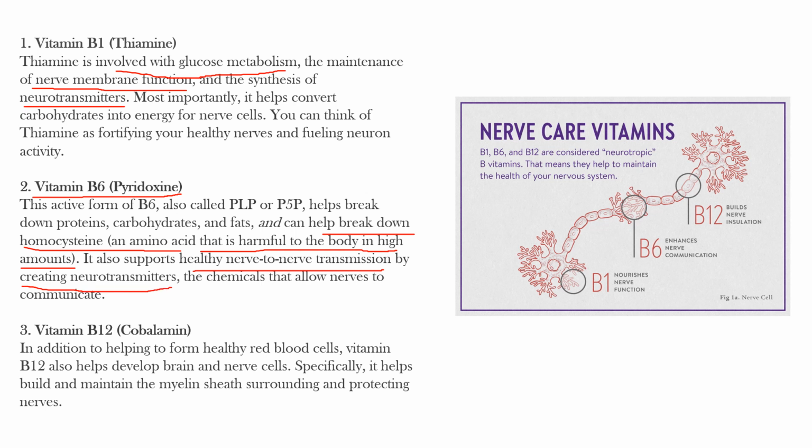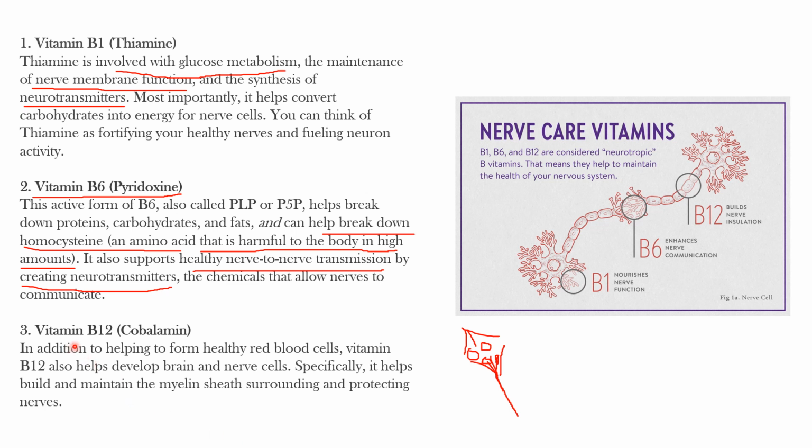Neurotransmitters are nothing but chemicals. For example, this is a nerve ending and this is the next nerve ending. This nerve releases the chemical, which comes to this one. This chemical then enters into the axon of the next neuron. This is how the message is transmitted from one neuron to another neuron through the neurotransmitters. This is done by B6.